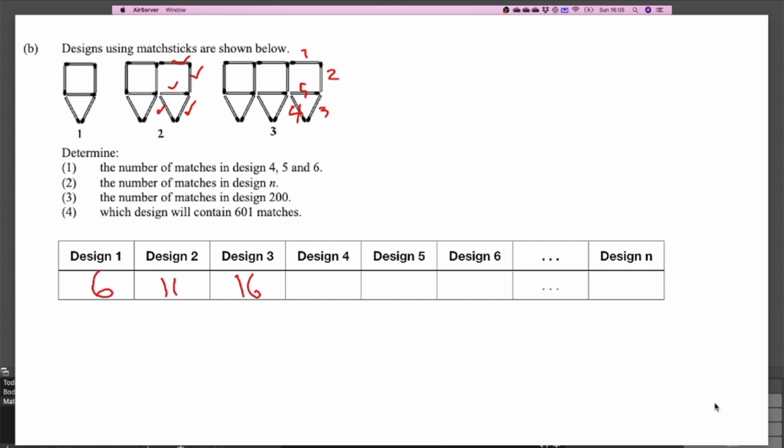Now, in question 1, we want to determine the number of sticks or the number of matches in designs 4, 5, and 6. And if you study this diagram, you will notice that there is a constant difference of 5, which means we have to just keep on adding a 5. And therefore, in design 4, we should get 16 plus 5, which is 21. In design 5, we should have 21 plus 5, which is 26. In design 6, we should have 26 plus 5, which is equal to 31.